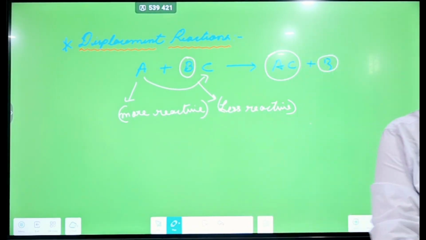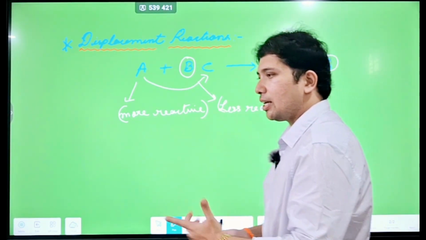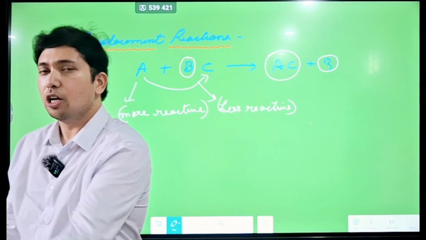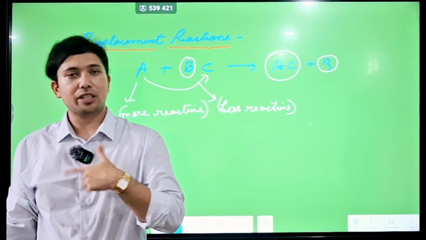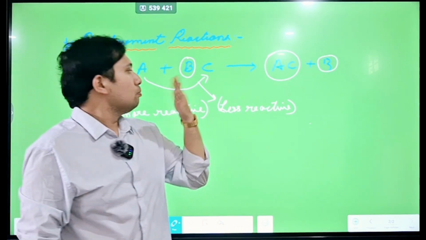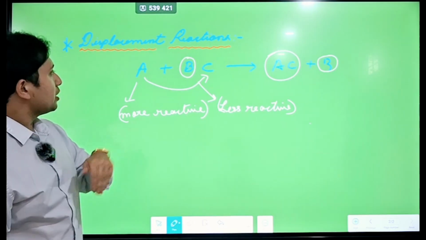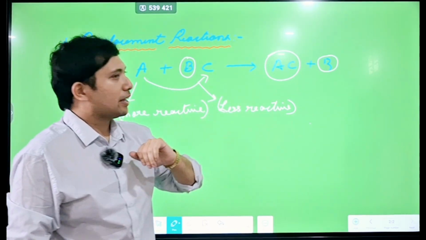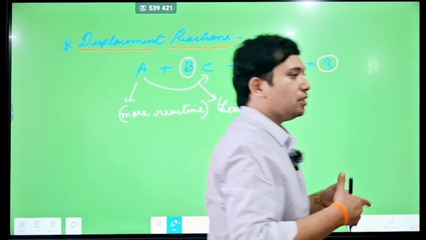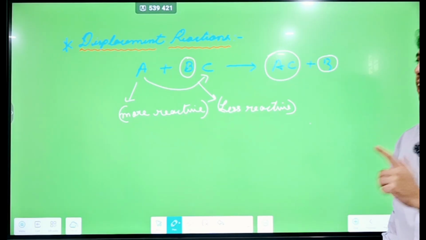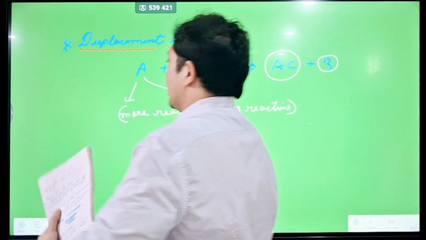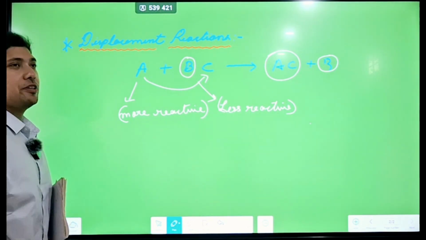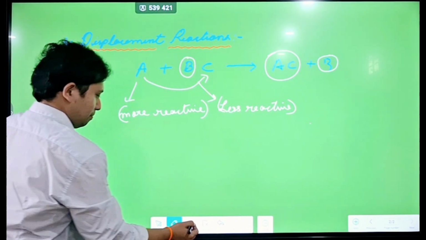If we want a definition according to the class 10 NCERT book, we will say a displacement reaction is a type of chemical reaction in which a more reactive element displaces a lesser reactive element. So that is the definition for a displacement reaction. Now we will move on to the examples and see live action of displacement reaction.